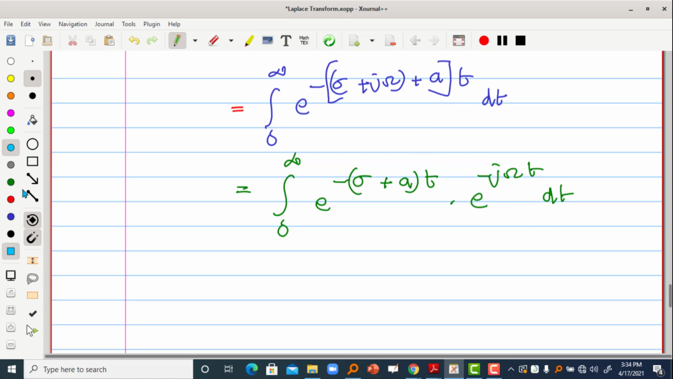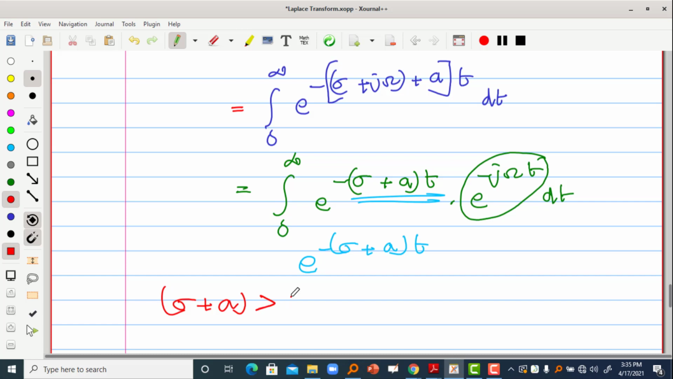If you carefully observe, the magnitude of this complex exponential e power j omega t is always 1, irrespective of the value of the j omega t power term. If you consider this power, that is e power minus (sigma plus a) t, this has some effect on this integration. For example, if sigma plus a is positive, then there is no problem. If you substitute this positive sigma plus a into this bracket, because of this negative, the overall exponential will be a decaying exponential.